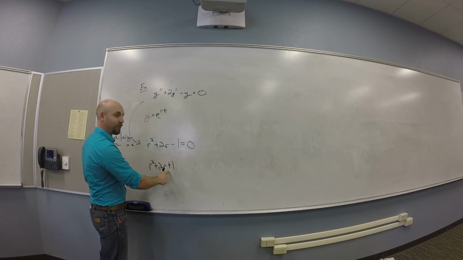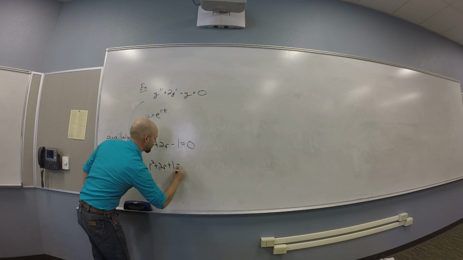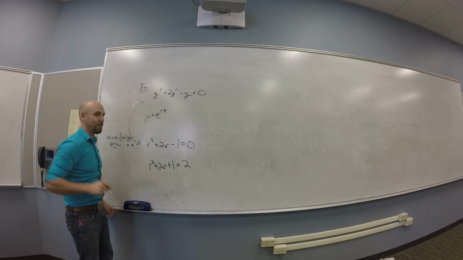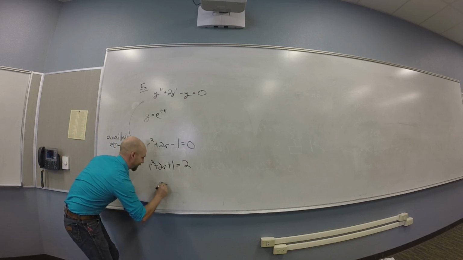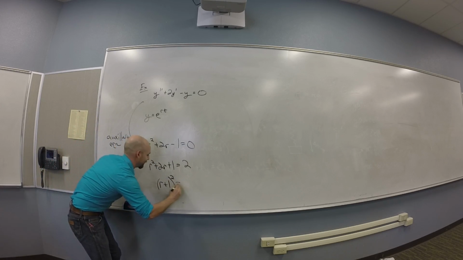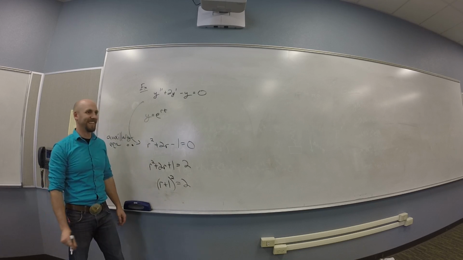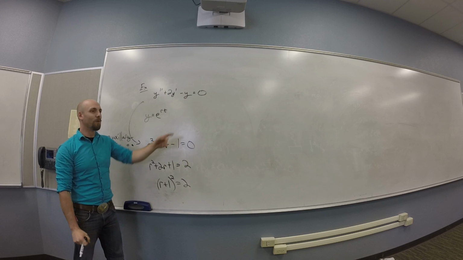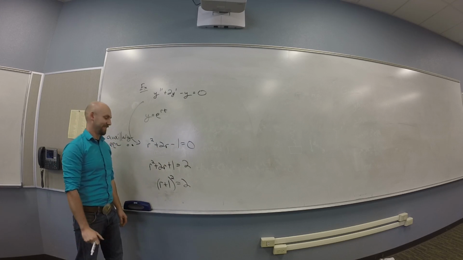I'm going to add 2 to this side, and I'm going to add 2 to that side. And then this is r plus 1 squared. Is that not how you complete the square, Chris? I would add 1 to both sides. Yeah, you'd move the 1 over first and then do that. That's the same thing.